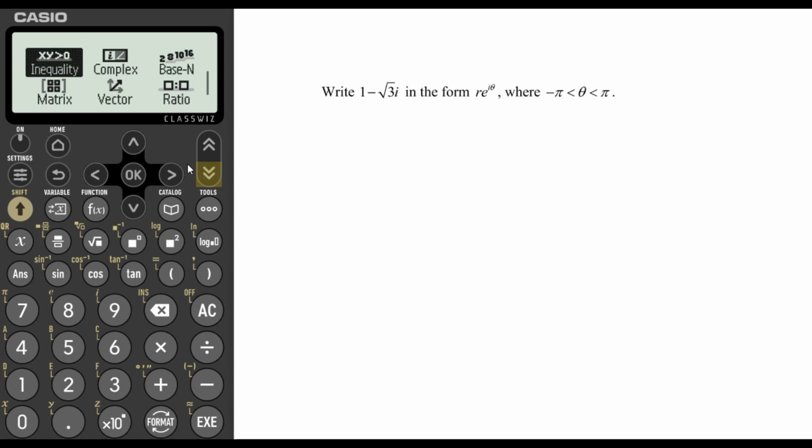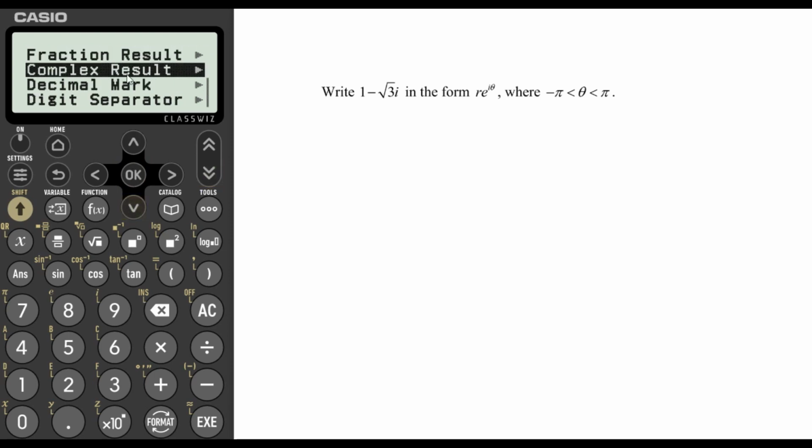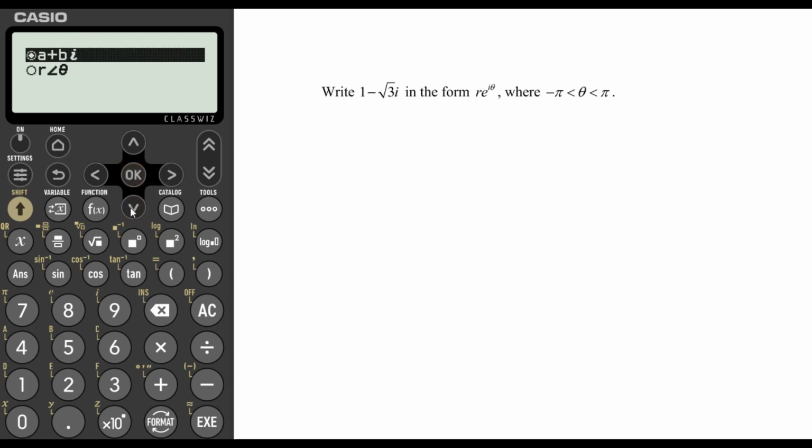From the main menu, if we scroll to the complex sub-menu, you will first of all notice we have an i on the top bar. We want to change this. If we go to the settings, then the calc settings, and scroll to the complex result settings, we want to display our answer in the form r theta. So once this has been selected, let's return to the calculation screen.